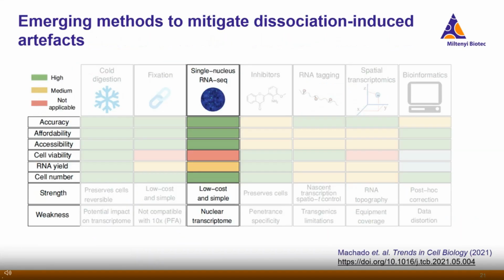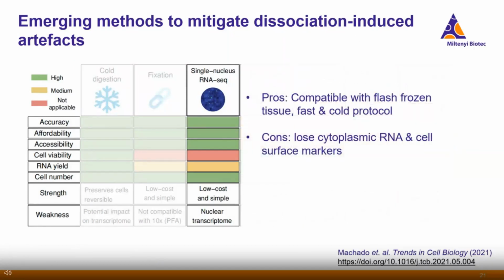Finally, let's take a close look at using single nucleus RNA-Seq as a substitute for single cell RNA-Seq. Single nucleus RNA-Seq has gained significant popularity because it is the only method compatible with flash frozen tissue and large cell types. Isolating nuclei is also very fast and can be performed on ice, which makes it ideal for single cell sequencing. The main downside of using nuclei is that you lose all the cytoplasmic RNA and the cell surface markers that are typically used for cell sorting.